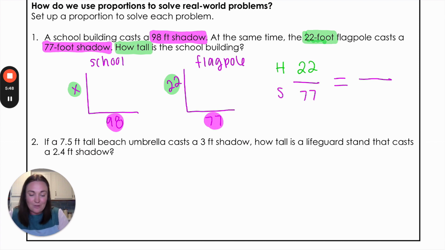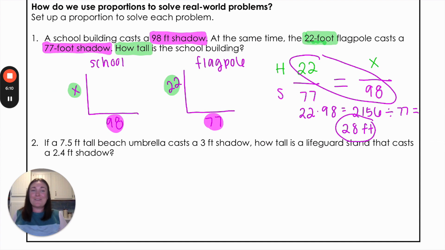Now I've got to look at my third number. So that third number I have not used yet is 98. I know that that 98 is my shadow. So it's got to go on the bottom with my other shadow over here. And that missing value, that X, is the height that we're not sure about. So that's going to go on top. All right, now go ahead, pause the video here, solve that proportion for that missing side.